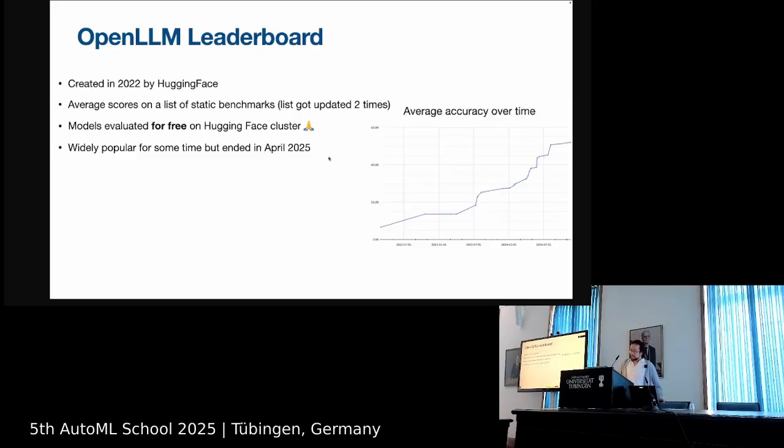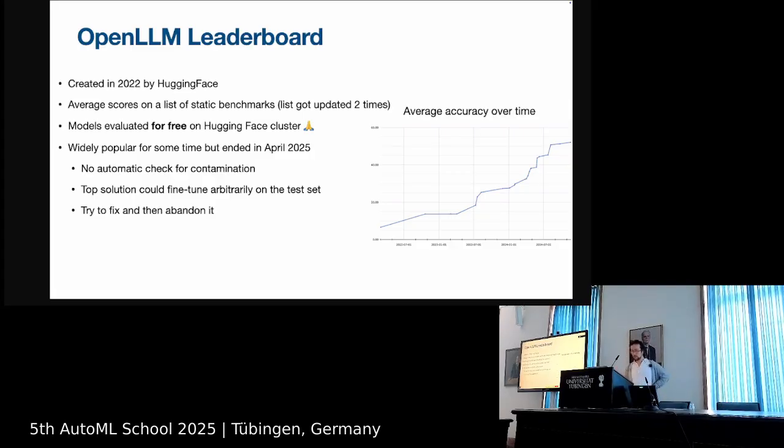But it ended in April 2025 for a few reasons. That's the accuracy that was obtained over time, and it's probably saturated a bit. The reason it stopped is that there was no check for contamination, so the top solutions could just consider the list of benchmarks they were looking at and fine-tune on the test set. They tried to fix it, but it was pretty hard, or kind of impossible, because the line for fine-tuning on the test set can be tricky, and it can also be very hard to detect.